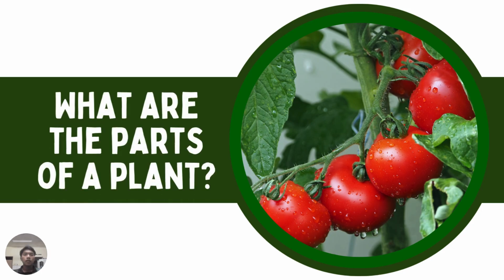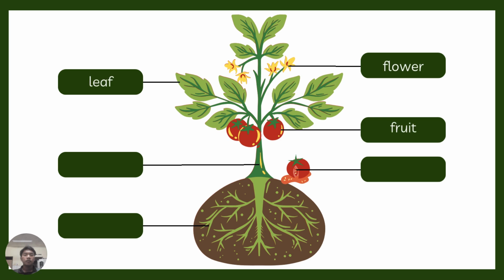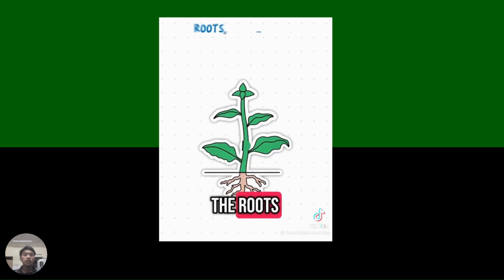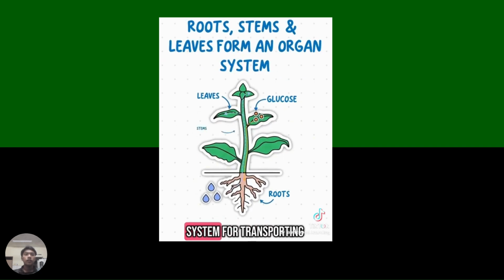What are the parts of a plant? We have six parts of a plant, but today I want to explain three main plant parts. The roots, stem, and leaves form an organ system for transporting substances around plants.